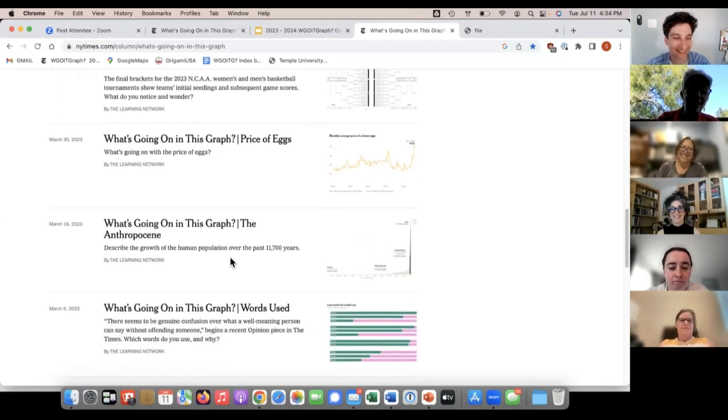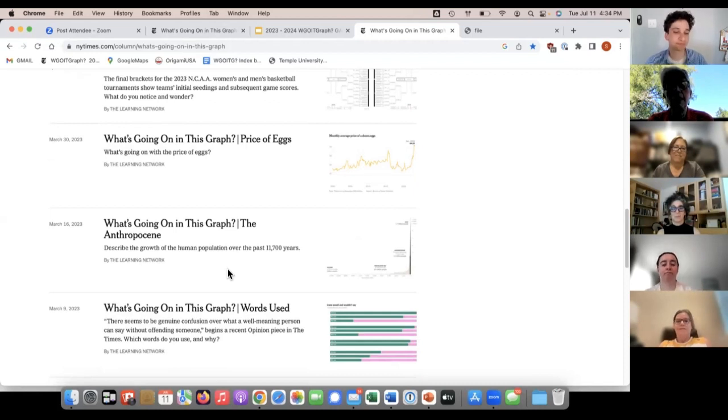Or the one before that. Someone asked about physics. No, we have not had any physics graphs. I can tell you that conclusively, but this is a geology one. This is about the Anthropocene, whether there's going to be an additional geological period, the Anthropocene.